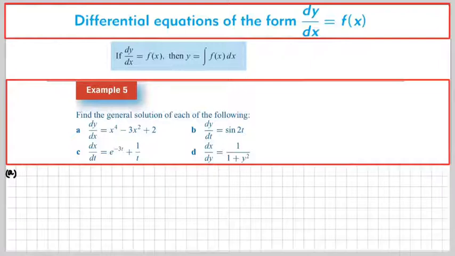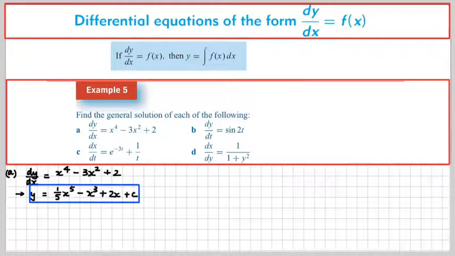Let's do A today. dy/dx equals that beast, so we're just going to anti-differentiate with respect to x. That gets you 1/5 of x to the 5th minus, now one more than this exponent here is 3, so that'll be 3 over 3 x cubed, which just gets us minus x cubed, plus 2x plus c, and fills us with glee. Number B, dy/dt is sine 2t, well that's easy, isn't it?